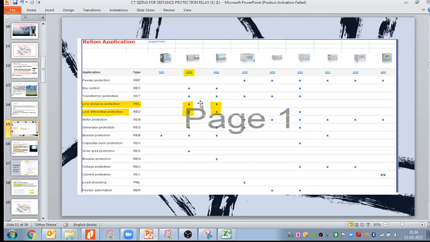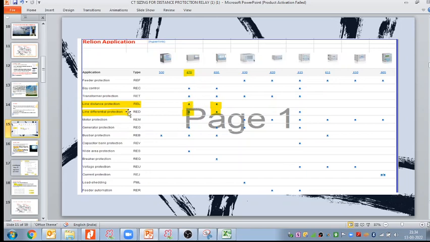Again, 500, 670, 650, 630, a lot of models are available. Generally we take RET670, right? That is transformer protection. When it comes to line distance protection, then REL: REL670 and 650, only two models available. Let me tell you, mostly we take REL670 for line distance protection. We can take both, but this is more famous.